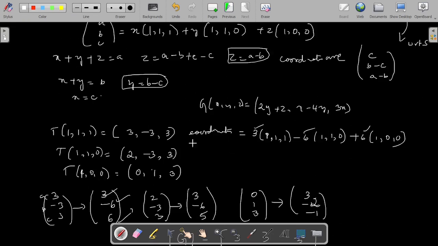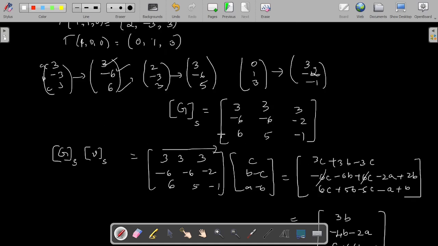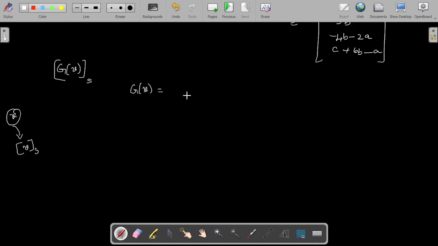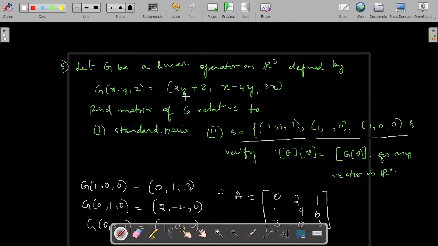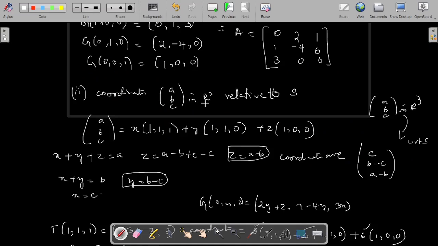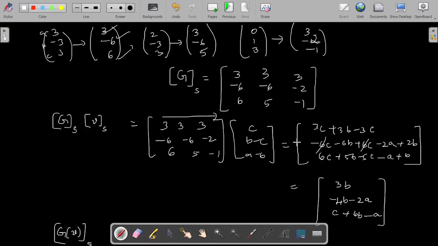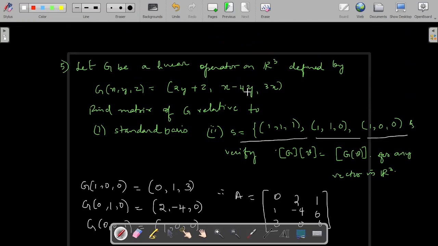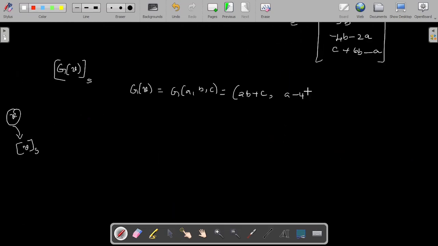What is G of V? You know that if A, B, C is the given vector, G of V is the transformation. So G of A comma B comma C is equal to, replace X by A, Y by B, Z by C: 2B plus C, comma, next A minus 4B, then 3 into A. Get the coordinate vector of this G of V with respect to S.